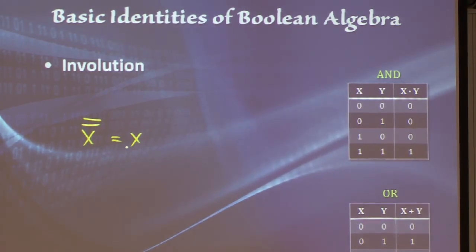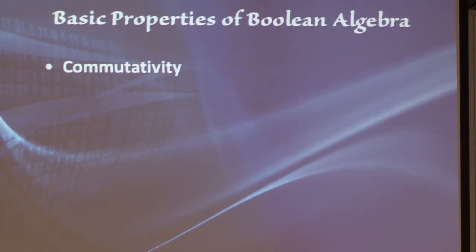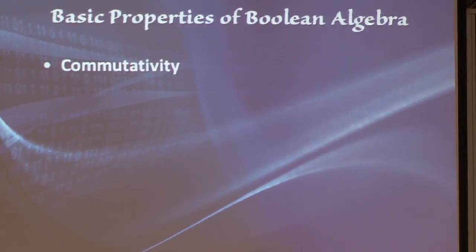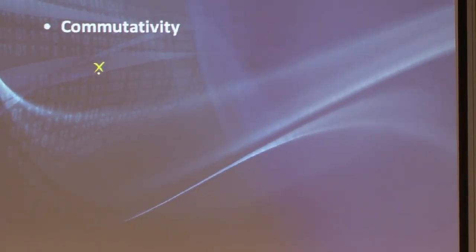All right. Now using those identities, we can come up with a few properties of Boolean algebra. And these properties are very similar to regular arithmetic. It's things like commutativity.